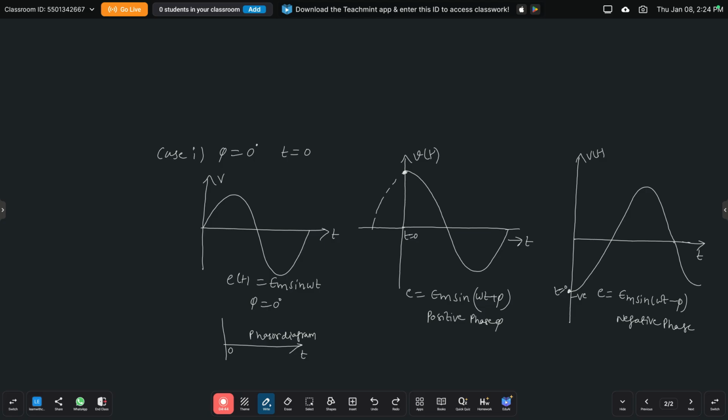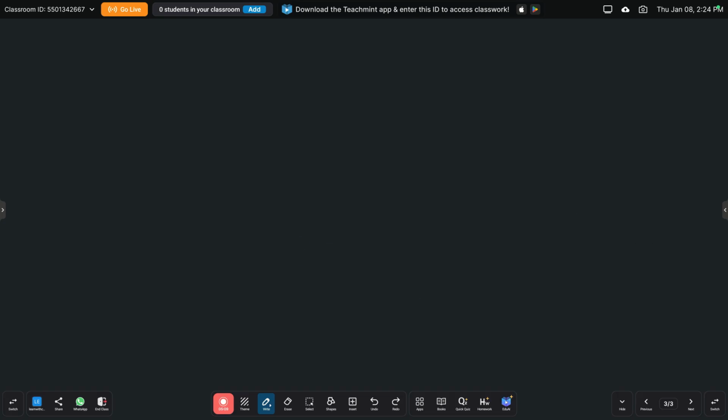So the positive phase means that when the phase of an AC quantity is positive, the quantity has some positive instantaneous value, that is this one, at t equal to 0. Similarly, the negative phase means that the phase of an AC quantity is negative, so the quantity has some negative value at t equal to 0. This is called the negative phase.